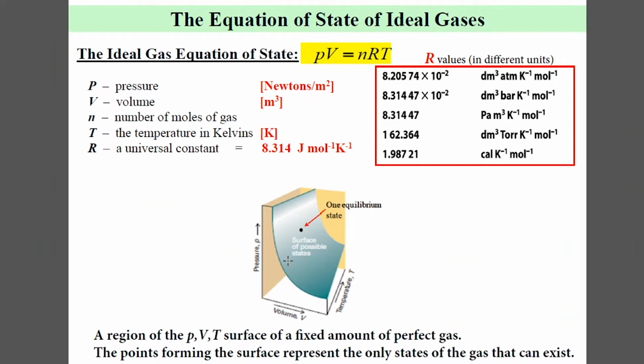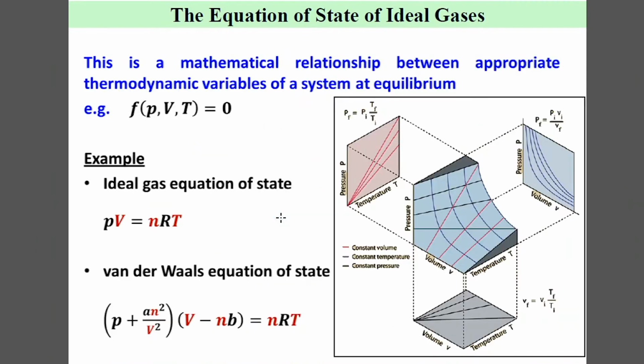So a region of the PVT surface of a fixed amount of gas can be projected, and this is representing the projection of the surface which can be generated. See, I have this point, this point, this point. If I have continuous points all over, then I can generate a surface for which the system is in equilibrium. Okay. So I'm not going to go into the mathematical representation of this.